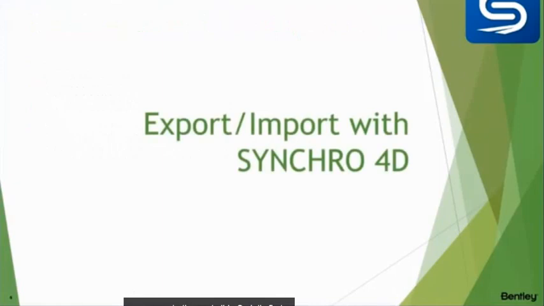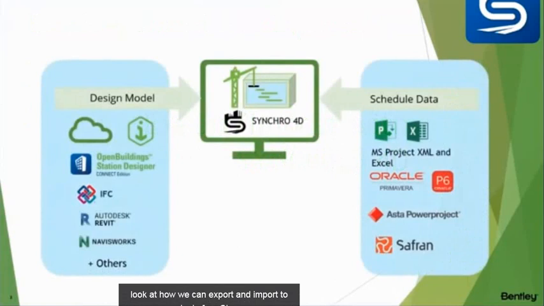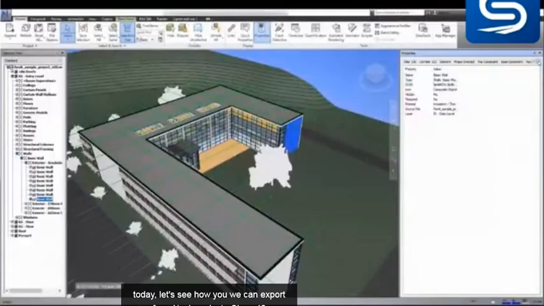So let's first look at how we can export and import to SYNCHRO 4D. SYNCHRO 4D can communicate with many different data formats, both for 3D modeling and scheduling tools. We regularly hear that this is one of the main advantages of people using SYNCHRO 4D today. You can see here in the graph that SYNCHRO 4D can import multiple file formats such as MS Project, P6, IFC, and of course Revit and Navisworks. So since this is the main topic today, let's see how we can export from Navisworks to SYNCHRO 4D.